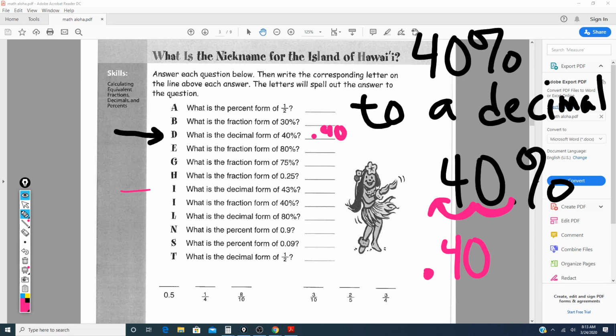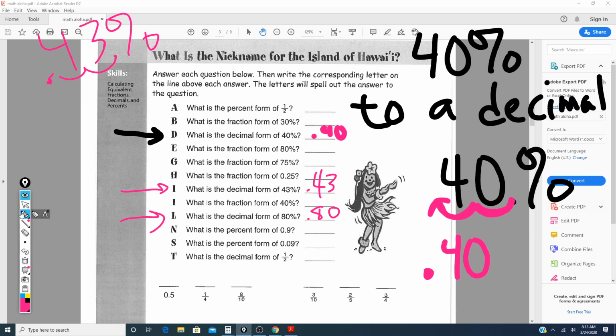So let's go to this one. What's the decimal form of 43%? Well, now you know if you move the decimal 2 to the left, it's going to give you 0.43. You guys get the gist here. The decimal form of 80% should be 0.80.